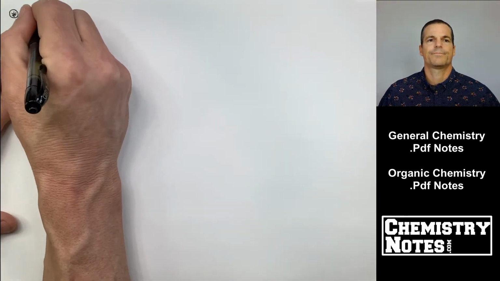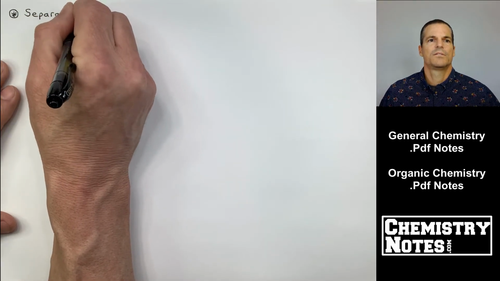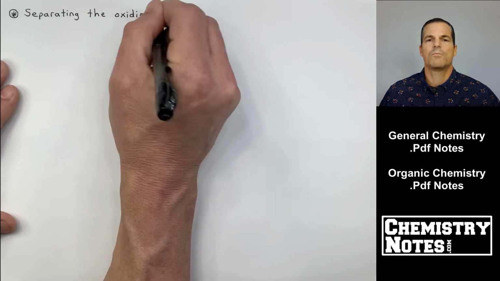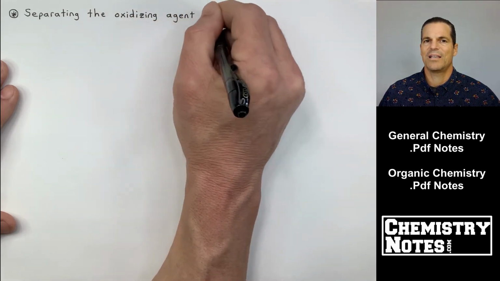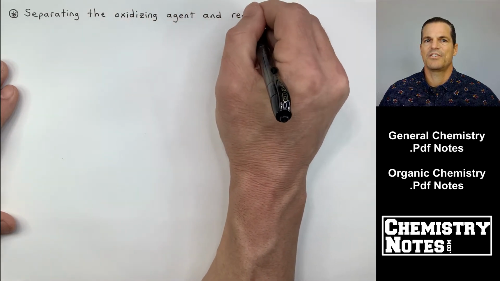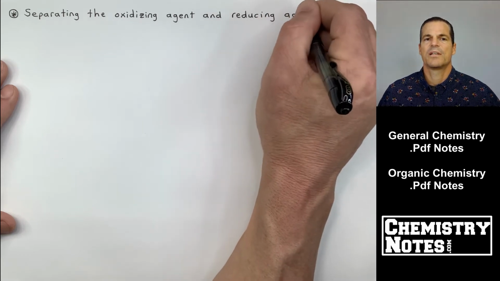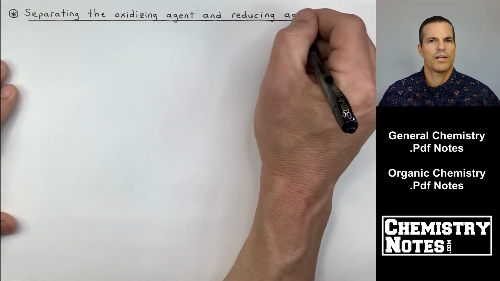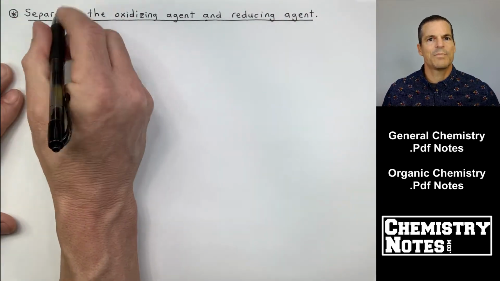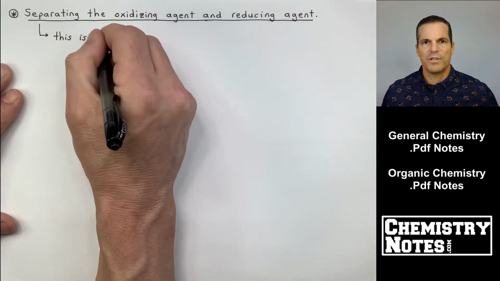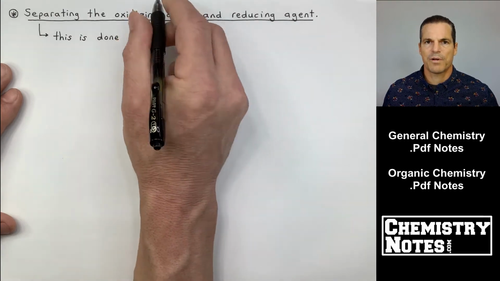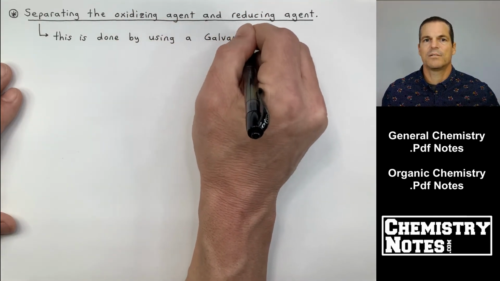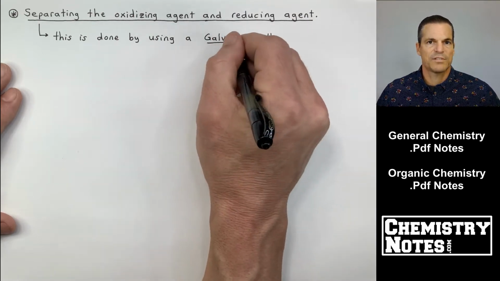Okay? That's very useful. So at the top of our next page of notes, let's talk more about how exactly we separate the oxidizing agent and the reducing agent. In other words, how do we have the reduction and the oxidation occurring together but separately? Because we need one to do the other, but then again, we have to have them in separate compartments. To do that, we use something called a galvanic cell. Sometimes they're referred to as electrochemical cells.